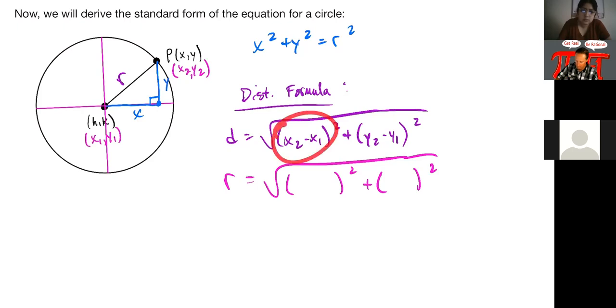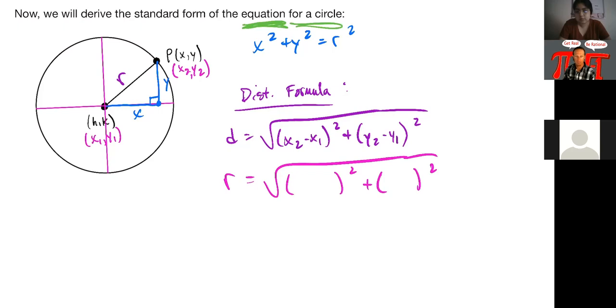And according to this, then we should be able to plug those things in and come up with a formula. Quick question. Yeah, go ahead. Does it matter if we have H and K be X2 and Y2? It doesn't, but for our purposes, you'll see why. It doesn't matter to find the distance, but we're not just trying to find the distance. We're trying to get the equation for a circle.